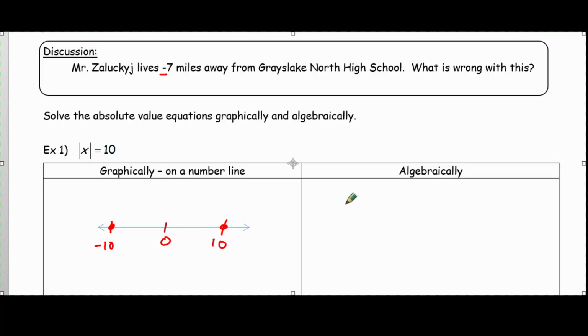Algebraically, the way of thinking about this is the number is either the positive 10 or the number is the negative 10. It can't be both. It's not and. It can't be two different numbers at the same time, but it's one of them or the other. There are two solutions to this equality.